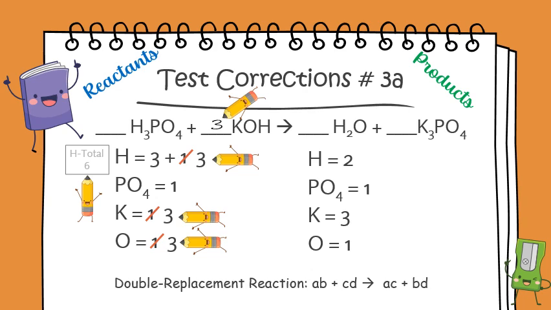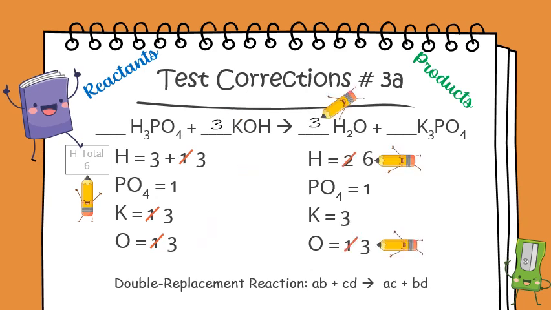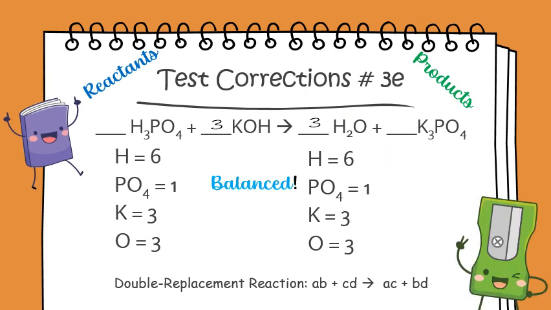I update my atom counts. If I add the coefficient of 3 to the water molecule on the product side, I will have balanced my equation. I update my atom counts. Everything adds up as it should. Now my equation is balanced.